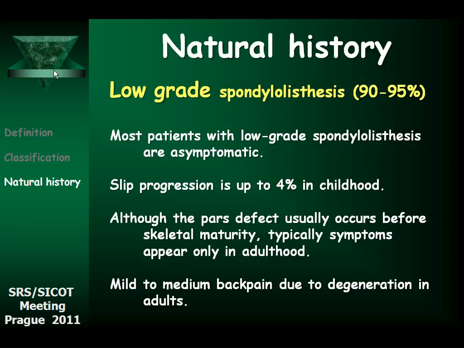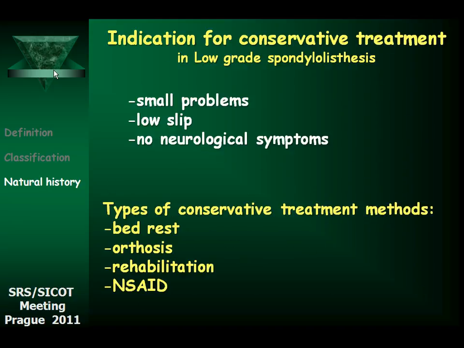And very shortly about the natural history of spondylolisthesis. We have to divide spondylolisthesis into grades, low or high grade. When we are speaking about low grade, most patients are asymptomatic, and slip progression is up to 4% in childhood, but also the pars defect usually occurs before skeletal maturity. Typically symptoms appear only in adulthood. Mild to medium back pain due to degeneration in adults.